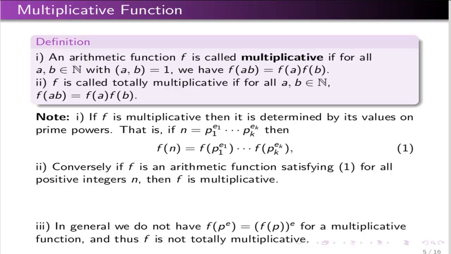So let's recall our definition from last time. A function is multiplicative if whenever a and b are relatively prime, f of the product is the product of the f's. And then we pointed out this evaluation formula right here.